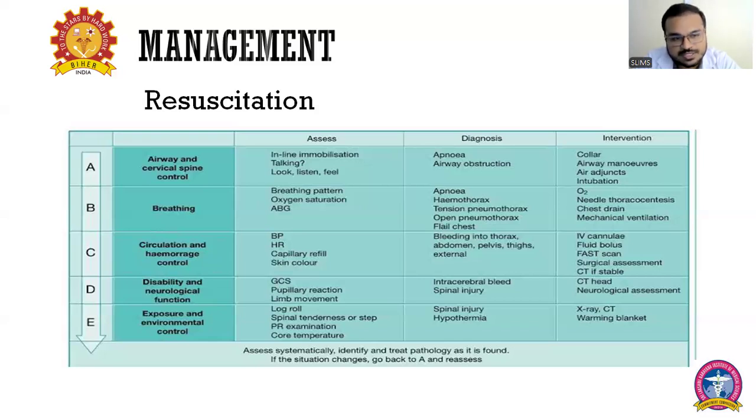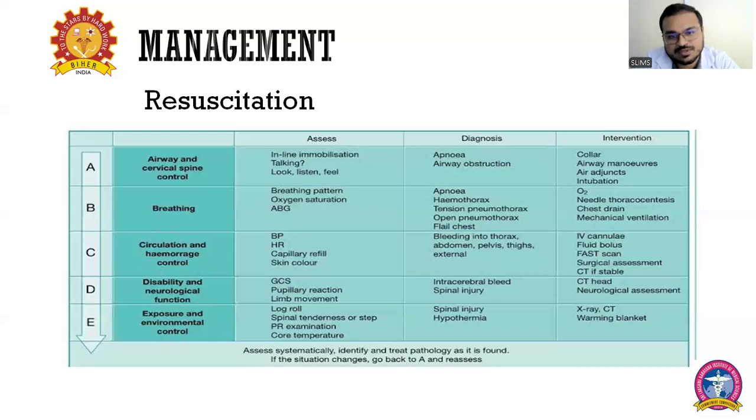C is circulation and hemorrhage control. This is easily monitored by normal blood pressure monitoring with a sphygmomanometer, heart rate by our probe, and capillary refill time, which should be adequate, less than 3 seconds. The skin color of the patient, if it is normal, is pink, and if it is not normal, if it is cyanosed, it will become a venous color, that is a purple color, and it should be noted.